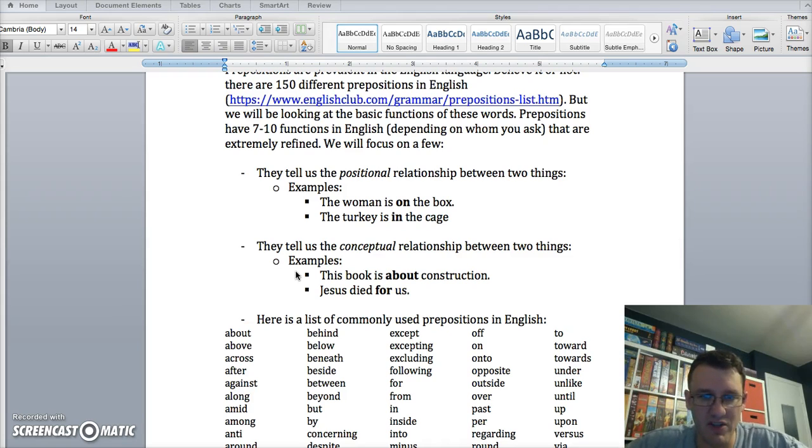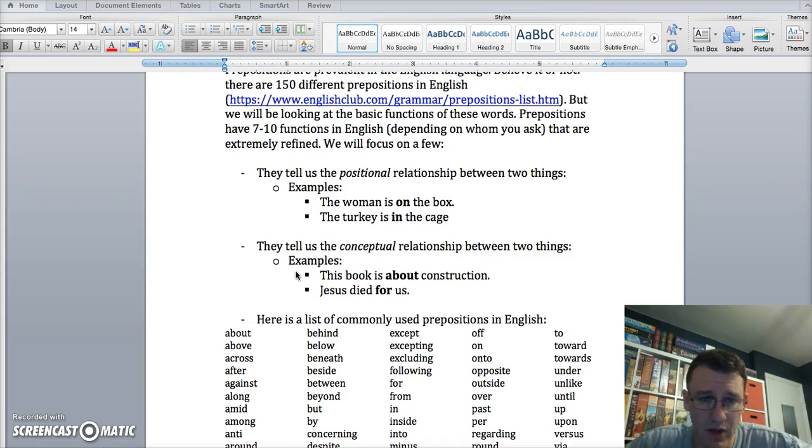Okay, so the woman is on the box, the turkey is in the cage, tells you positionally where these 2 subjects are in relationship to another object, right? So the woman in relation to the box, the turkey in relation to the cage.